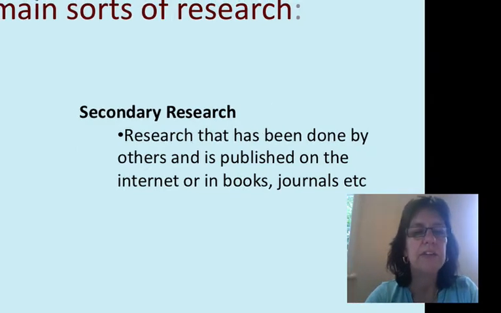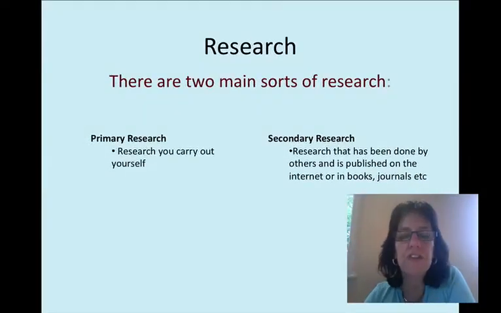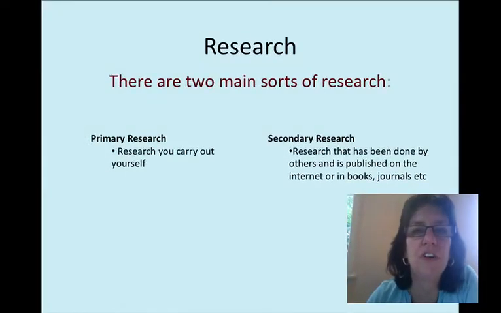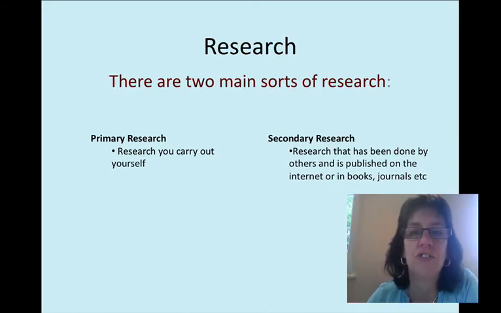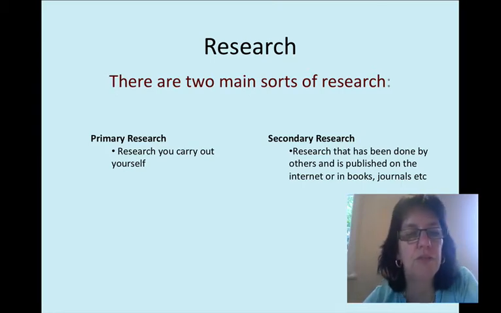The key thing is that each side has its own advantages and disadvantages, and within any research project you'd need to make sure that you've got both sorts of research. And in fact, what we're suggesting is that you have a minimum of 3 forms of primary research and 3 sources of secondary research for this project.